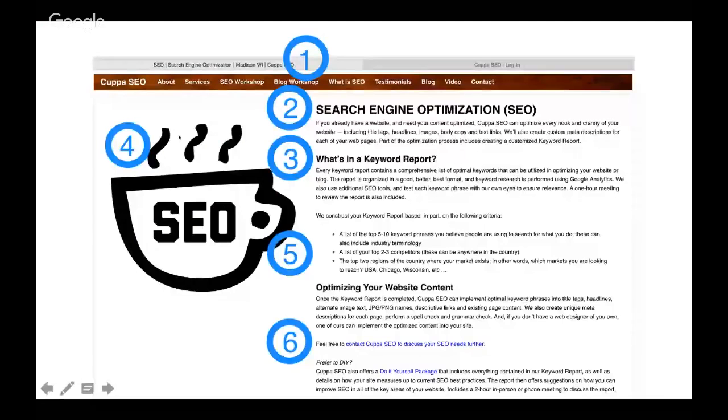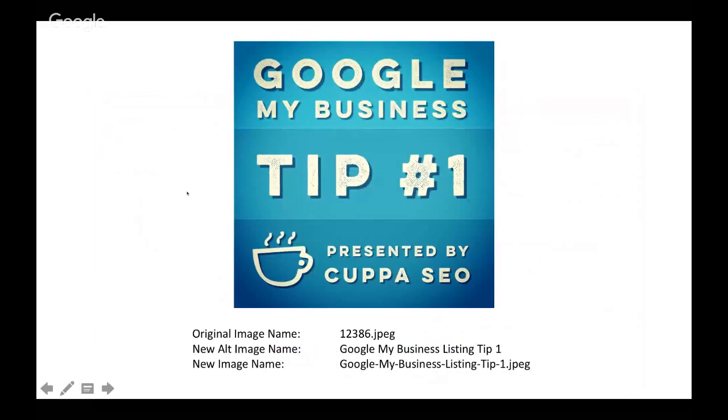So back to number 4 here, which is our imagery, right? Here's another image. That's from one of my blog posts where I do Google My Business tips, okay? And what I want to show you guys here is the original name for this particular image was 12386.jpg. Meaningless. Means nothing to Google, means nothing to the human eye, right?